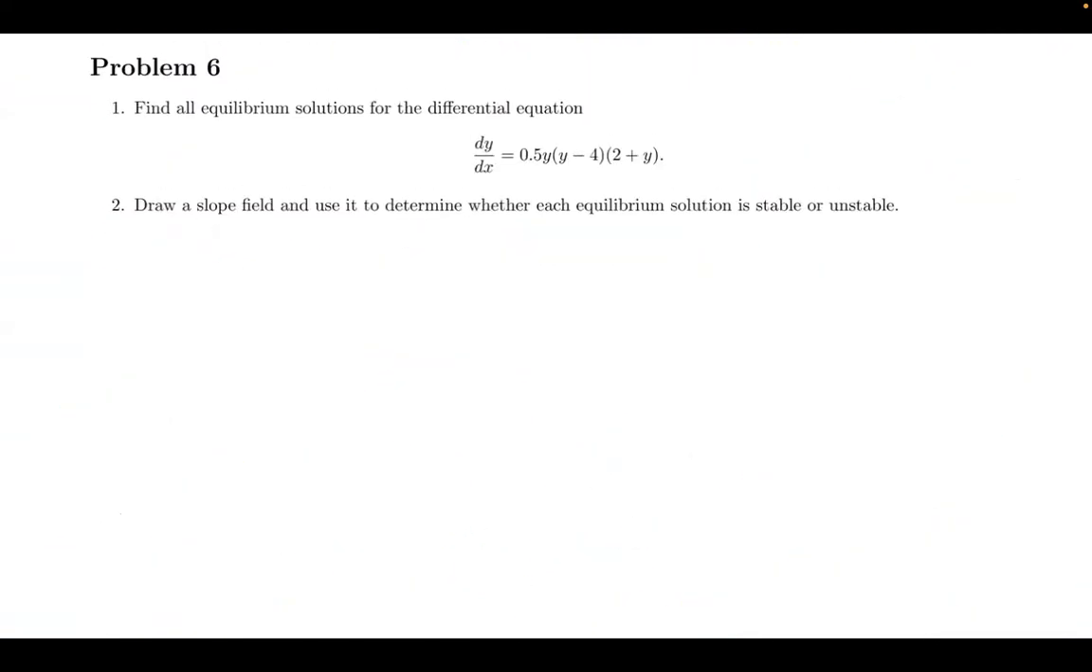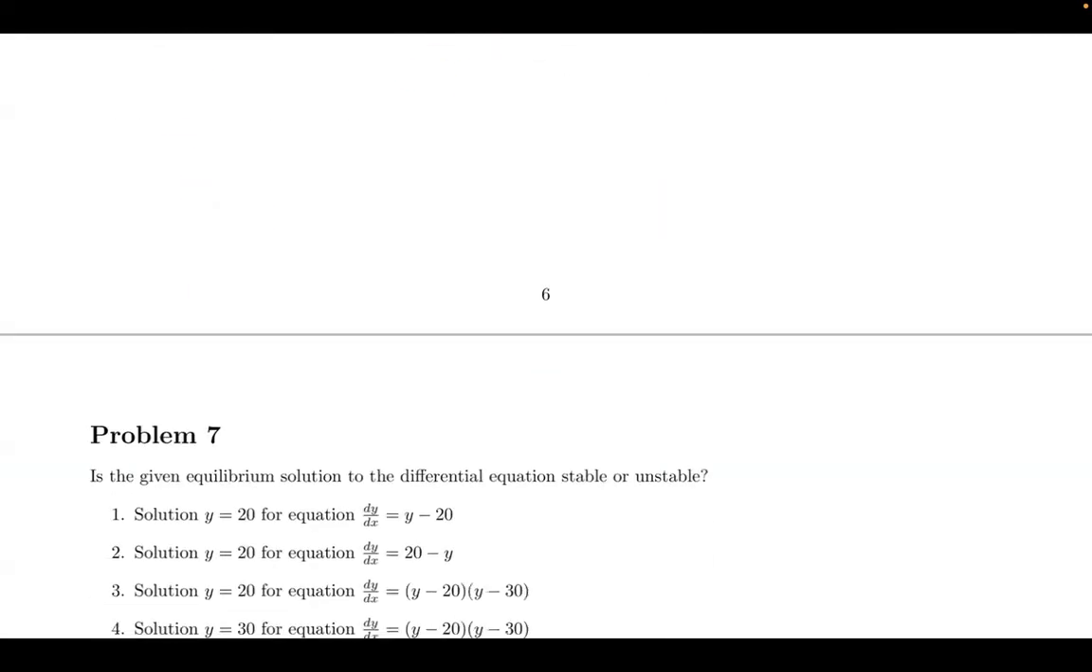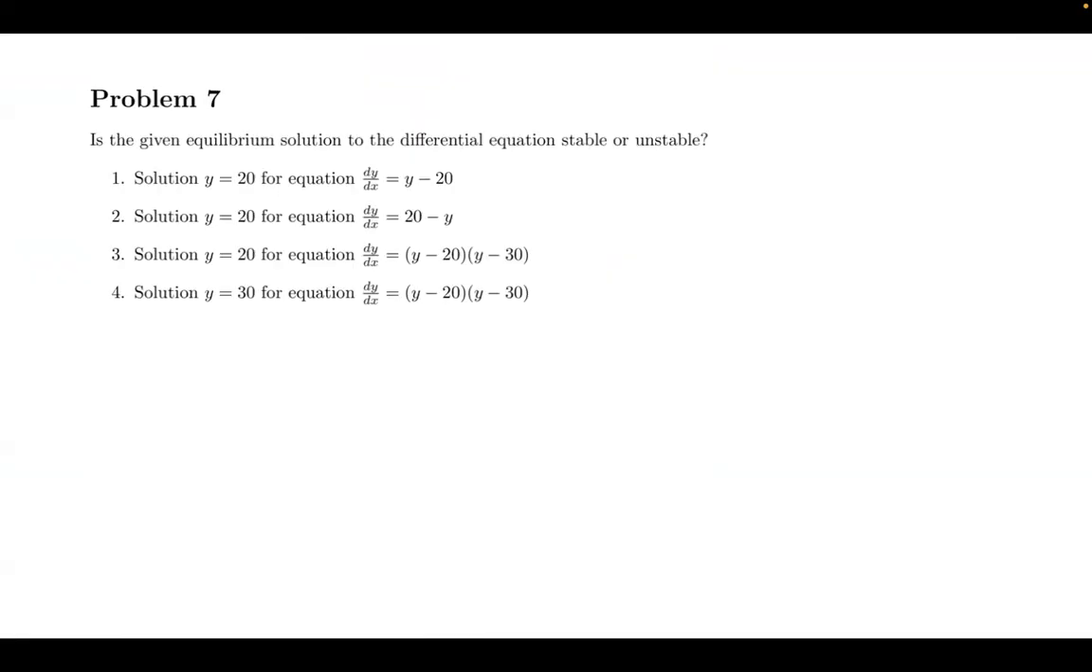So problem 6 is about finding all equilibrium solutions. For equilibrium solutions, you just set the derivative equal to 0, and you will get all those equilibrium solutions. And draw the slope field and use it to determine whether the equilibrium solution is stable or unstable. We'll not be doing any drawing of the slope field on our final exam, so you may exclude this. And this is a very big problem, so if you want, we can skip this problem. But we have to understand how to do problem 7.